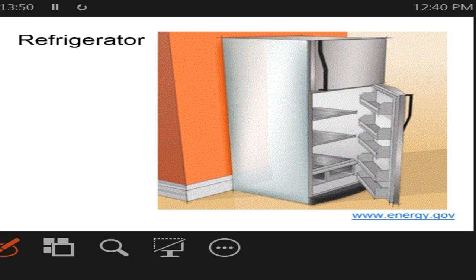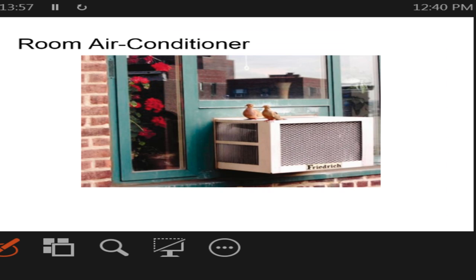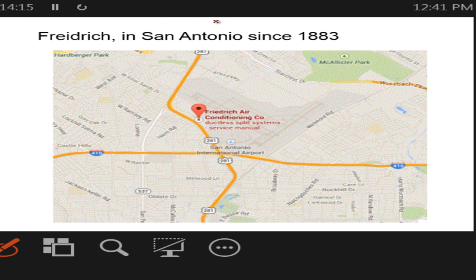Refrigerators. Nobody that I know of makes refrigerators, but the same principles behind refrigerators, as well as air conditioners. Anybody heard of Friedrich? Yeah. As a window unit, they dominate the window units business. That's what it's room air conditioners or window units, whatever you want to call them. It was founded in the city of San Antonio a long time ago. They didn't start making air conditioners then, but it's been a continuous company since then.